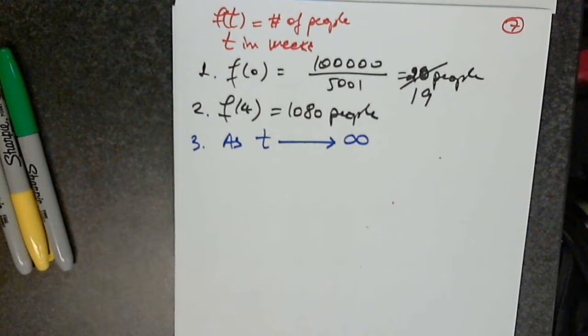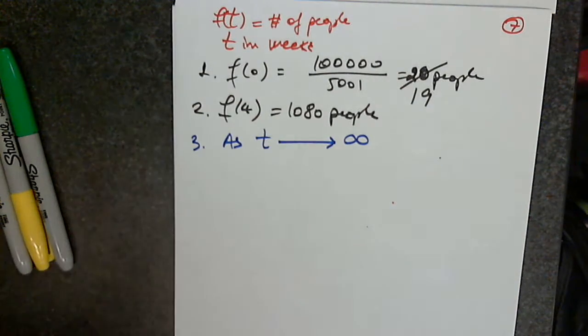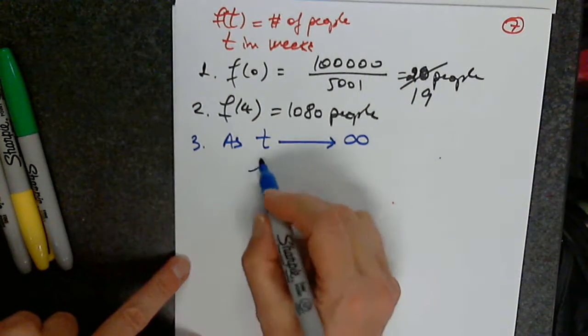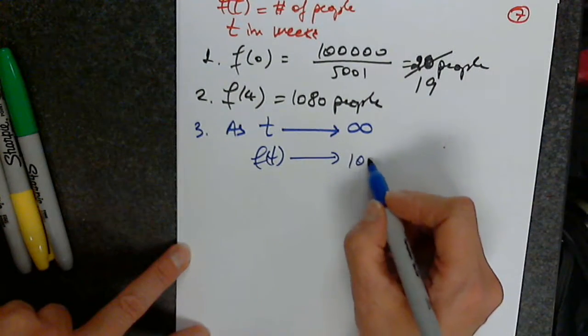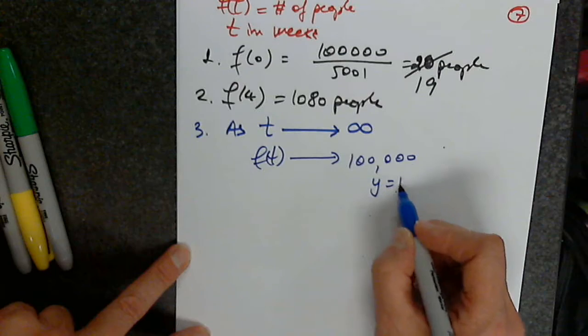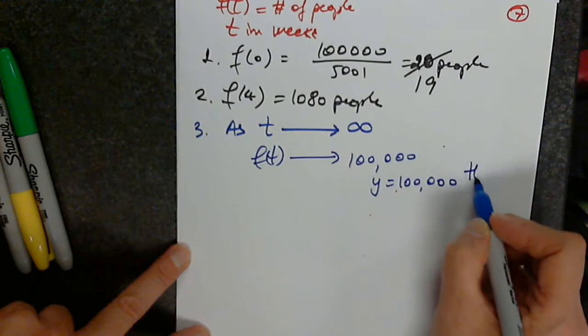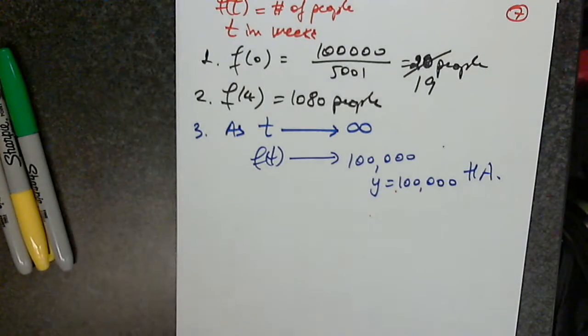100,000. And what is that for this function? When x approaches infinity, y approaches 100,000. What is this? Horizontal asymptote. Very good. As t approaches infinity, f of t approaches, one more time, what? 100,000. Therefore, y equals 100,000 is a horizontal asymptote. Very good.